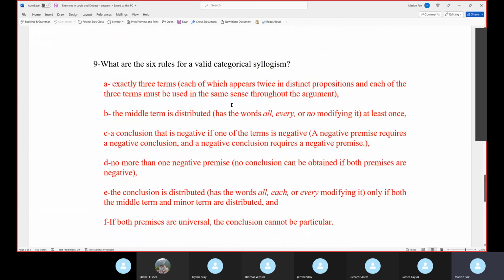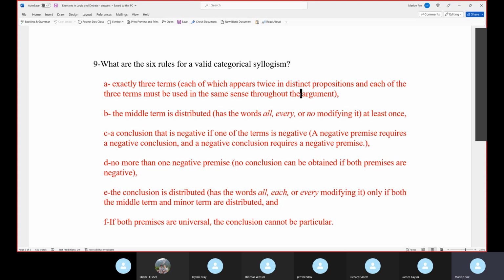What are the six rules for a valid categorical syllogism? You've got to have exactly three terms, each of which appears twice in distinct propositions, and each of the three terms must be used in the same sense. You can't use a word in one sense in one proposition and change its meaning in another proposition. That's called equivocation. It's a logical fallacy.